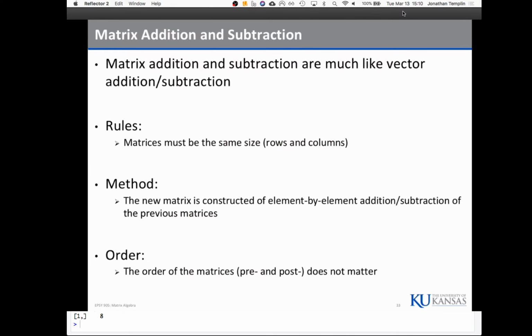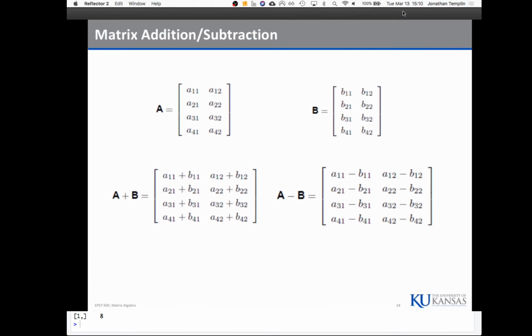When we get to matrix addition and subtraction, to add two matrices together, they both have to have the same number of rows and the same number of columns. Here's A, here's B. There are 4 rows in A. There are 2 columns in B. So anything that we add to A has to be a 4 by 2 matrix, and sure enough, B is 4 by 2. So we can add A to B because it's the same size.